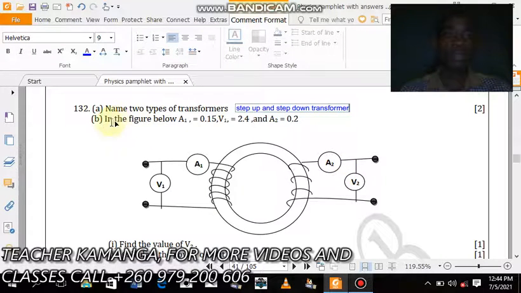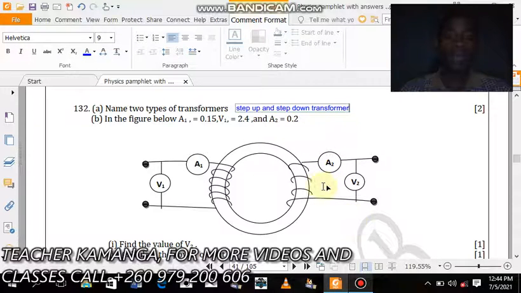Alright, we come to the next one, the B part. We are saying in the figure below, A1, representing current, is equal to 0.15, while V1, representing the voltage, is equal to 2.4, and A2, representing the current on the secondary part, is 0.2.